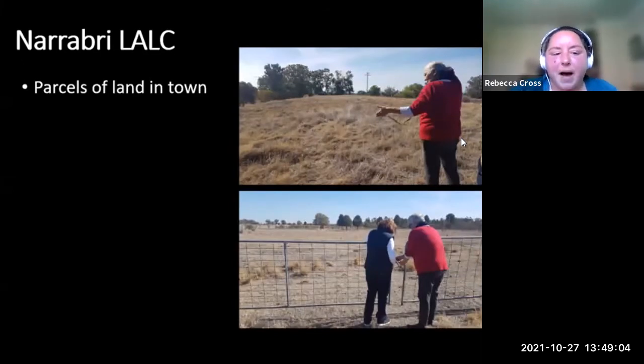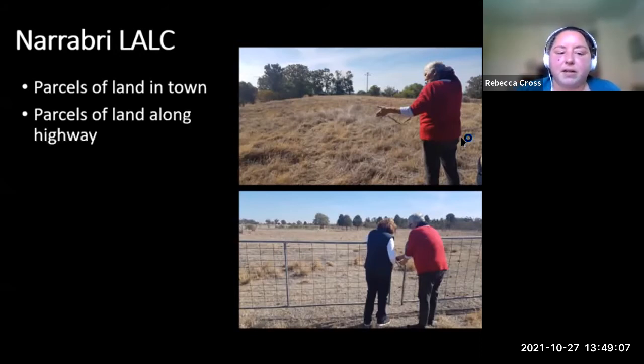So there are those parcels of land in town, but there are also parcels of land along the highway that Narrabri LALC owns. And so they have big plans to put in a hotel, a bush foods restaurant, and they see participation in Indigenous agriculture or taking on a grasslands for grains type agriculture as fitting in with those bigger commercial aspirations. So this piece of land at the bottom there is a piece of land that they currently rent out for cattle agistment to make some cash.